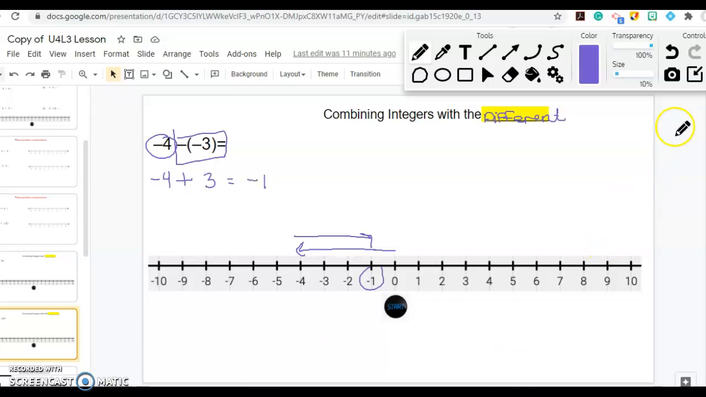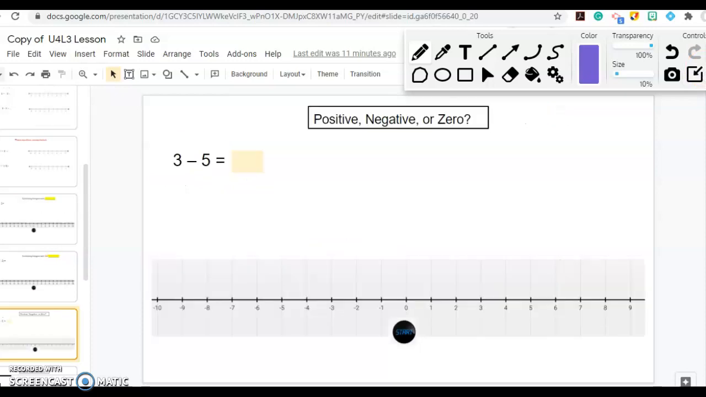All right, let's see. I think we have maybe one more. Let's do this one. Okay, 3 minus 5. So I have a positive 3 followed by a negative 5. So I move in the positive direction 3. 1, 2, 3. Followed by a move in the negative direction 5. 1, 2, 3, 4, 5. And we end up at negative 2. Notice that these are different signs, so we're switching directions here.